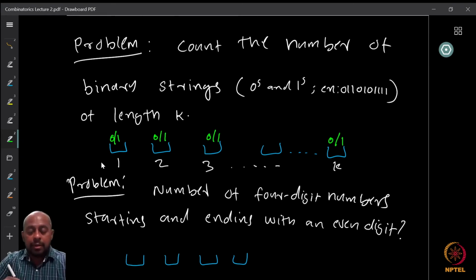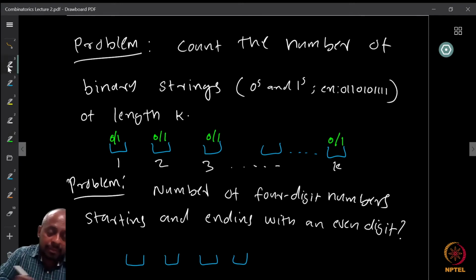So therefore, what we know is that if I have two choices here and two choices there, then I have 2 into 2, 4 possible choices for the strings of length 2, right? So I can basically multiply the choices available at position 1, position 2, etc., position k, and multiply them together to get the number of strings. So the number of strings of length k is going to be 2 into 2 into 2 into 2, etc., up to k times. So that is 2 raised to k. So we immediately get that the number of binary strings of length k is equal to 2 raised to k.